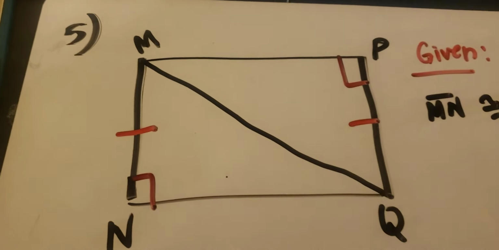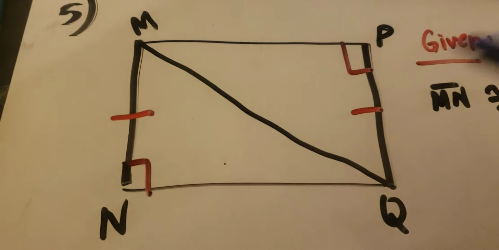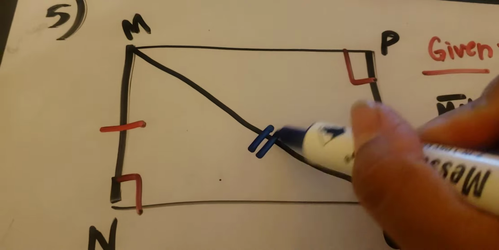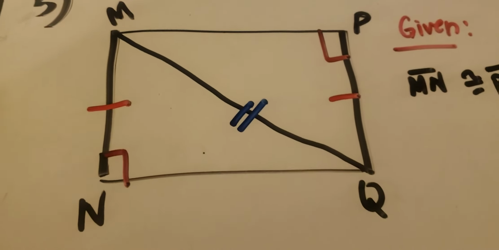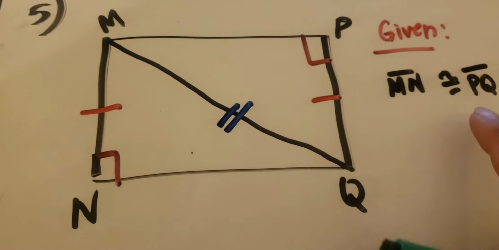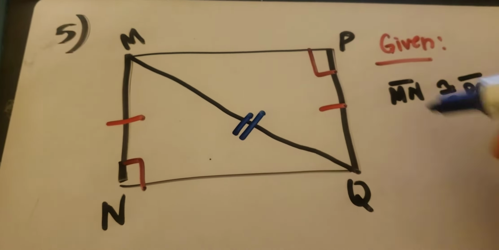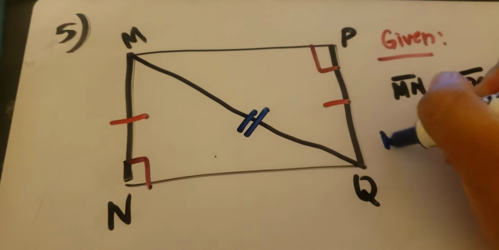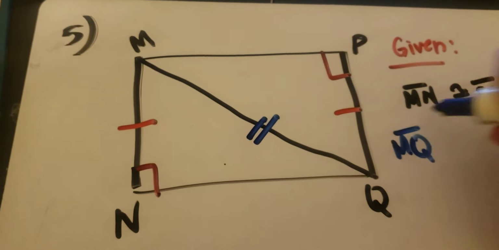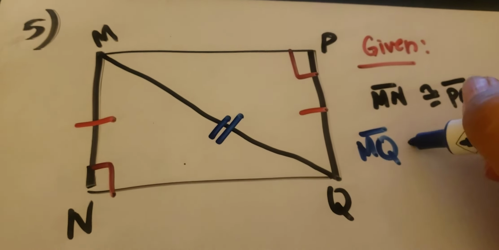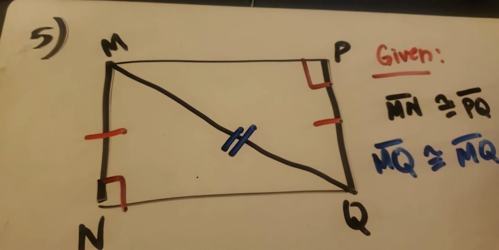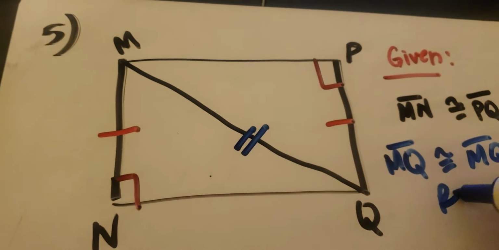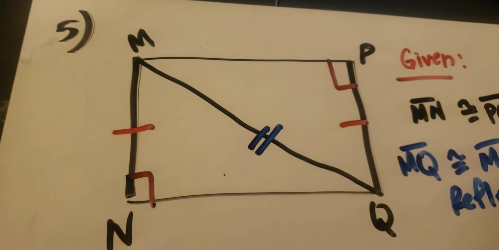So I would say line MQ is congruent to line MQ. And do you remember the reason? Remember, this reason gets used a lot. So this is the only thing that's given. So I could say, MQ, and I'm going to write this in blue, MQ is congruent to MQ itself. So that would be by reflexive property. Okay? Remember, that one gets used a lot.